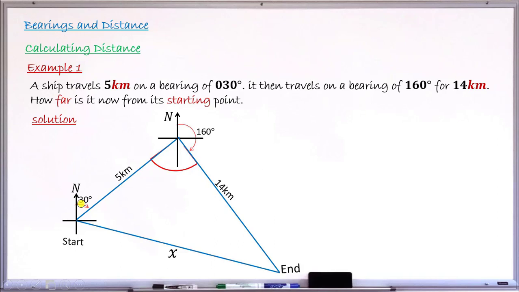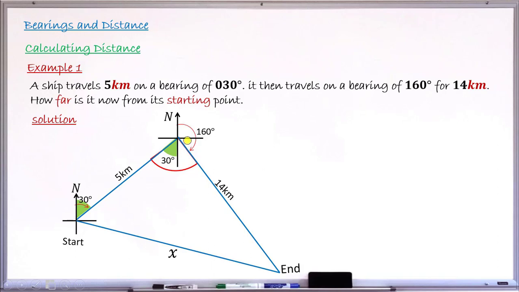Look, this angle is 30 degrees. If this is 30 and this also, the two angles colored green will now be alternate angles. If this is 30, this is also going to be 30 degrees. So let me mark it. And if I can find this, it will give me the whole of this angle. If I can find this, I'll add it to 30 to give me this.